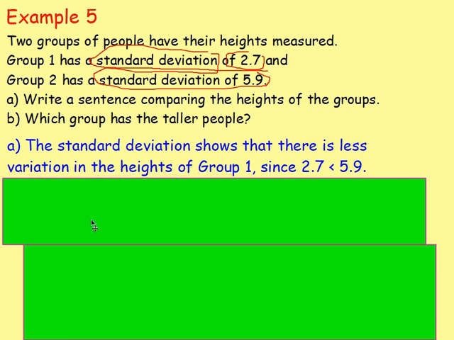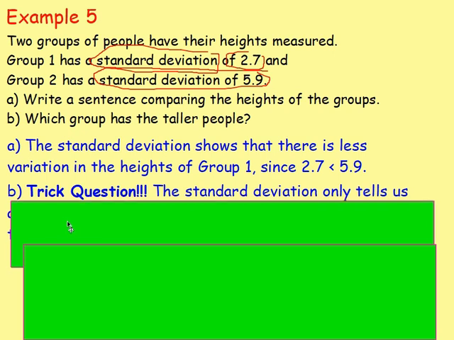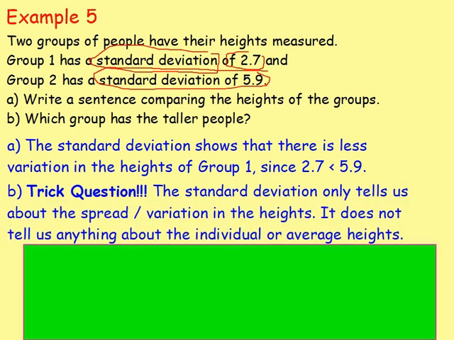Part B, which group has the taller people? Is it Group 2? No, I think it's Group 1. Well, you're both wrong. This is a trick question. Why is it a trick question? Exactly. The standard deviation is just a measure of how spread out the results are. It tells us nothing about the heights. You would never get that in the exam. This is just me testing you to see if you understand what is meant by the standard deviation. And as I said, standard deviation is just a measure of the spread or variation. It doesn't mean that because 5.9 is bigger here, it means the people are taller. Not at all. It just means there's more variation in the heights.